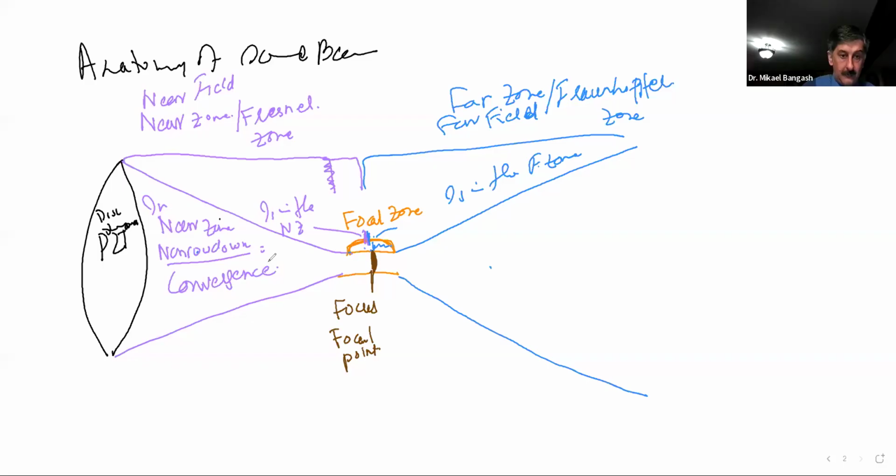This narrowing down is what we refer to as the beam converging. Where does the beam converge? In the near zone. What is another name for the near zone? It can be called the near field. It can be called the Fresnel zone. Clear?